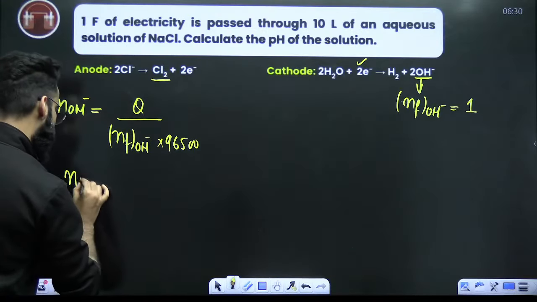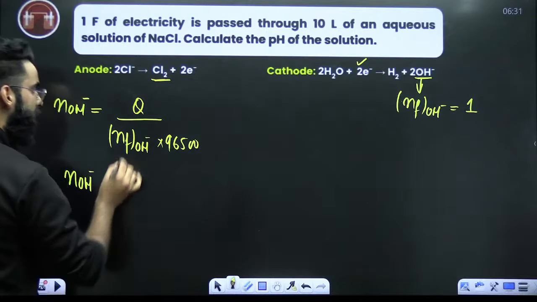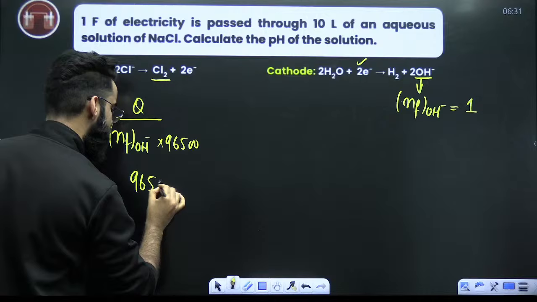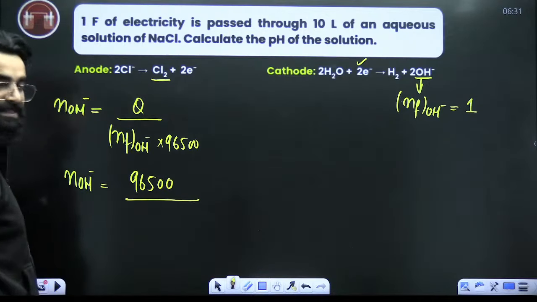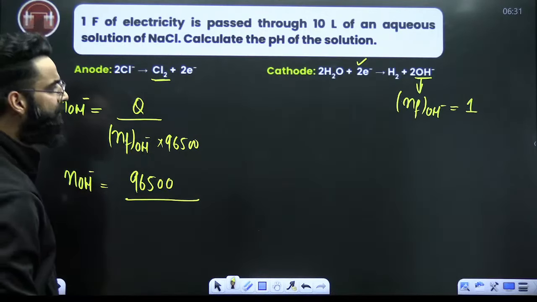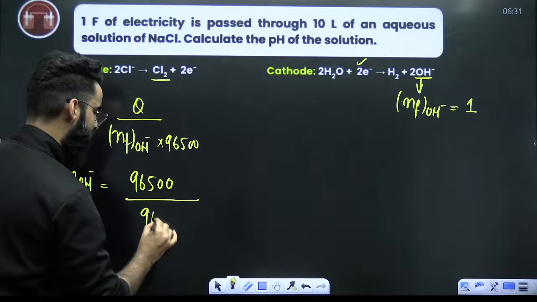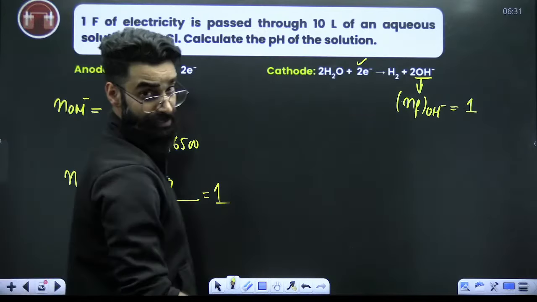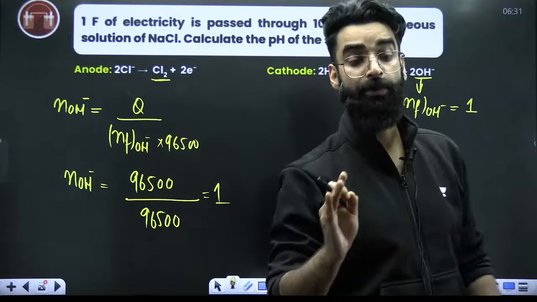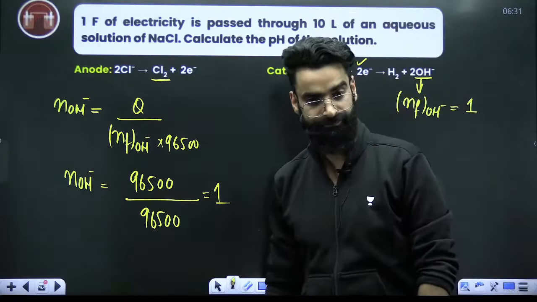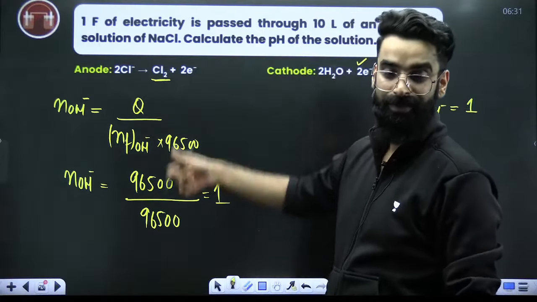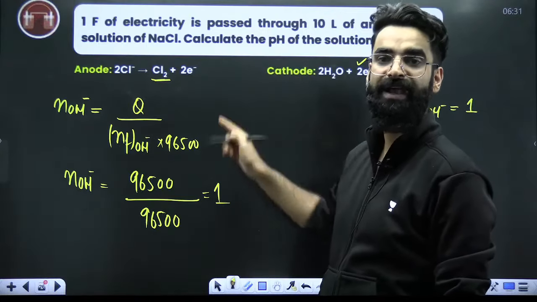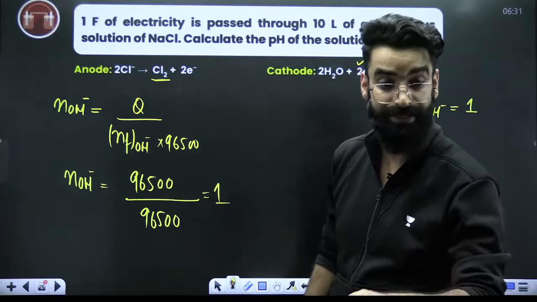So I'll say moles of OH negative will be equal to, what is Q? Q is 1 farad. 1 farad is 96500 coulombs. Divided by N factor of OH negative, that's 1. Divided by 96500. The value comes out to be 1. So you got to know 1 mole of OH negative is liberated into the solution. Once this electrolysis is done, you'll find 1 mole of OH negative in the resulting solution.